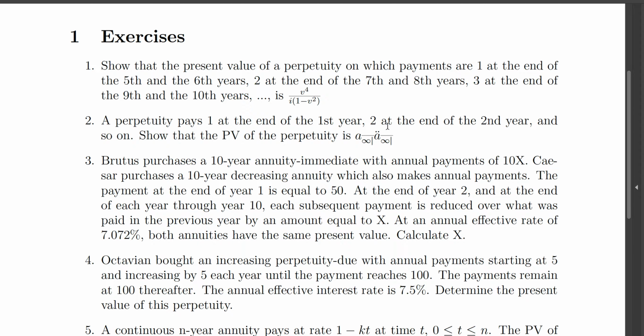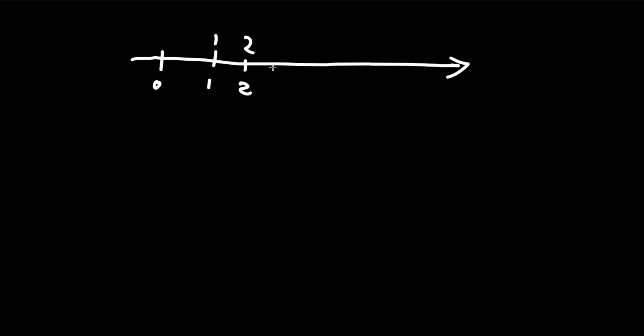So there are two ways to do question 2, and I'm going to show you the two separate methods. The first method is the easy method, the algebraic method. Once again, we start off with a timeline. The first payment is 1, second payment is 2, third payment is 3, and so on.